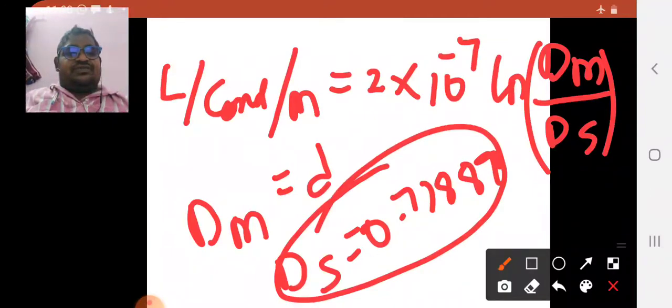Now let us discuss mutual GMD. The mutual GMD is the geometrical mean of distances from one conductor to the other, and therefore must be between the largest and smallest such distance. In fact, the mutual GMD simply represents the equivalent geometrical spacing. So, for example, let us take some cases.